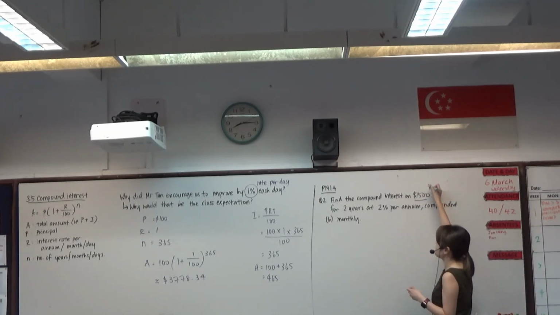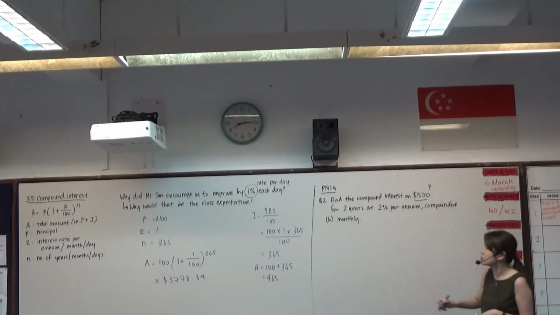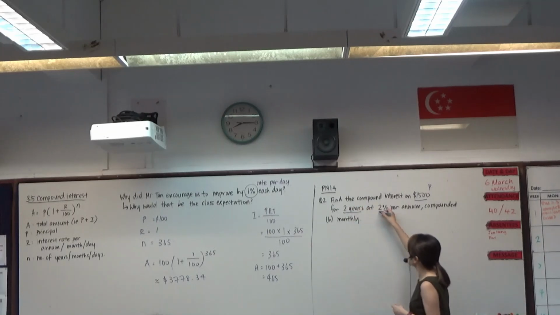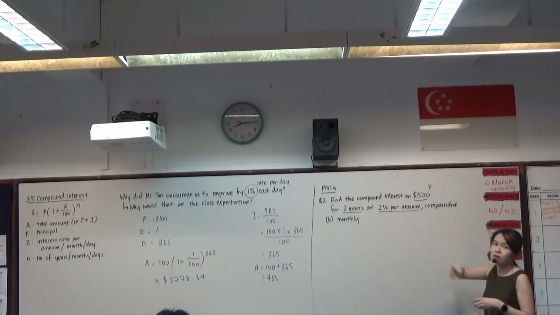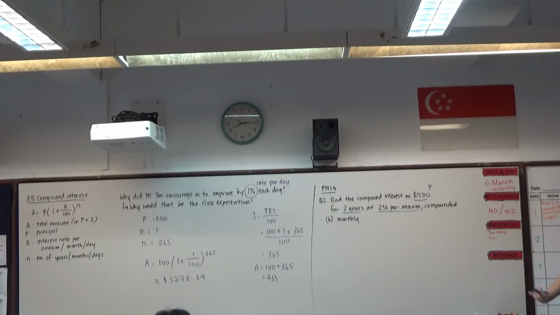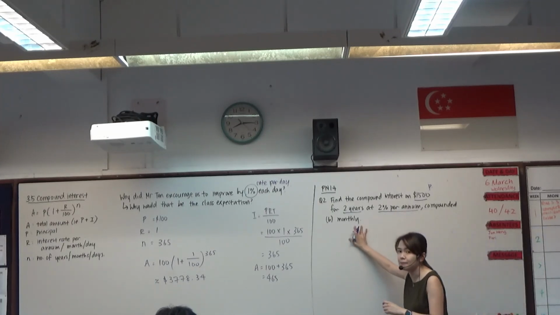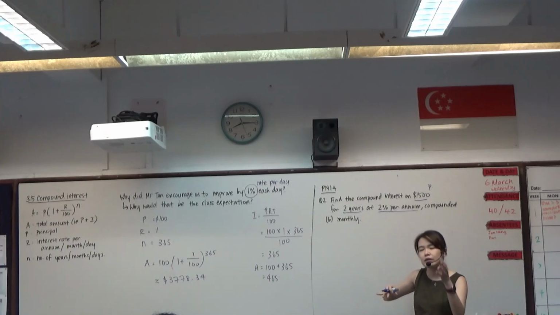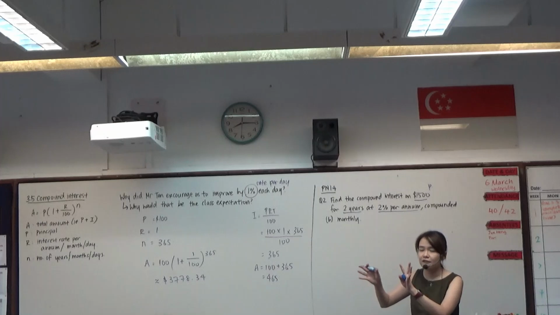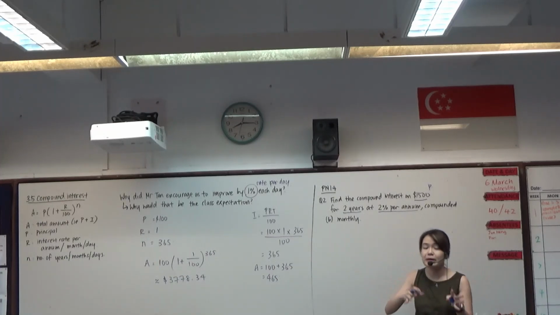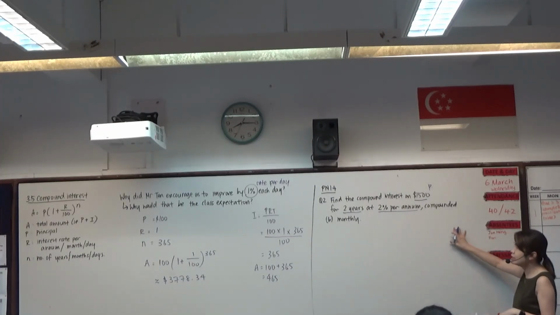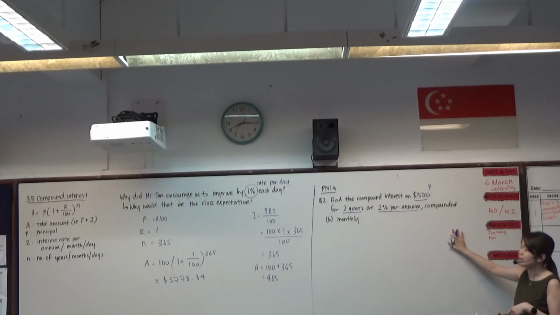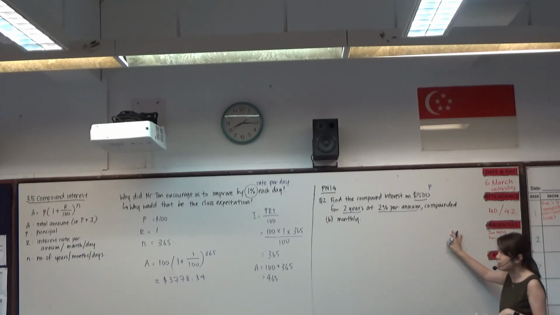So this would be our P. Over 2 years at 2% per annum, but compounded monthly. The instruction on compounded monthly is to say that we're looking at January, what we put in, then after that based on the interest rate, we adjust accordingly, and then February, the principal actually changes.